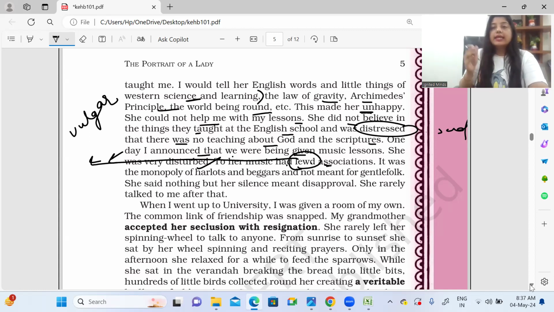Now, take it as an example. In the earlier times, people used to play something and ask for money or begging.